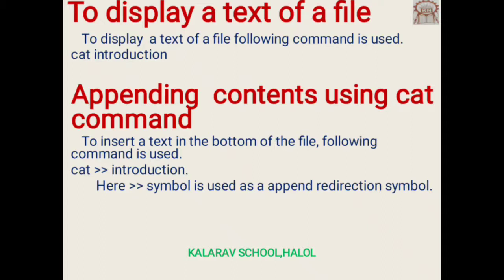Appending contents using the cat command. To insert text at the bottom of the file, the following command is used: cat >> introduction. If you want to add some data at the bottom of your file, type cat double greater than file name on the command prompt and press enter. Here the double greater than symbol is used as the append redirection symbol.